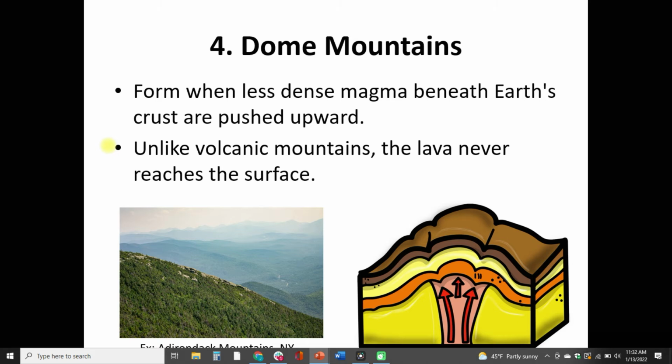Okay. Dome mountains. Dome mountains were not mentioned in the book, but it's basically a volcano that didn't bust through. There is a picture for this on your little worksheet. Dome mountains form when less dense magma beneath Earth's crust is pushed upward. It wasn't dense enough to break through, or the crust wasn't weak enough, so the lava never reaches the surface. So a dome mountain is formed when less dense magma beneath Earth's crust is pushed upward. You can go ahead and pause if you need to write that on your sheet.